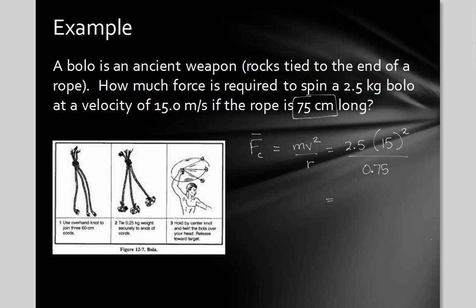So just like before, you have to have your standard units: 2.5 kilograms times 15 meters per second, square that value, and then divide it by 75 centimeters, which is 0.75 meters. And you get 750 newtons. And forces are vectors, so you need direction. So it would be radially inward.